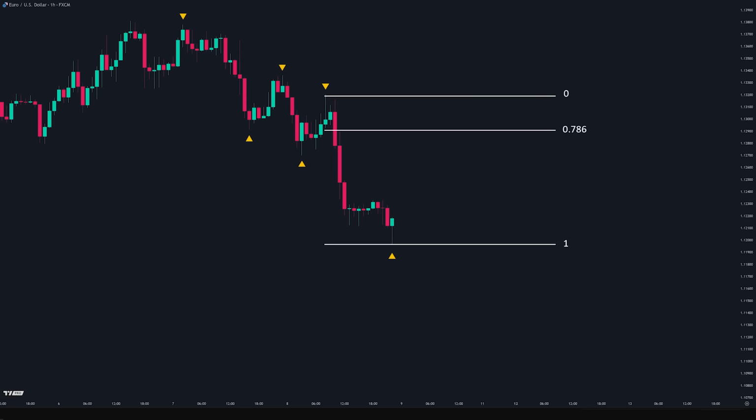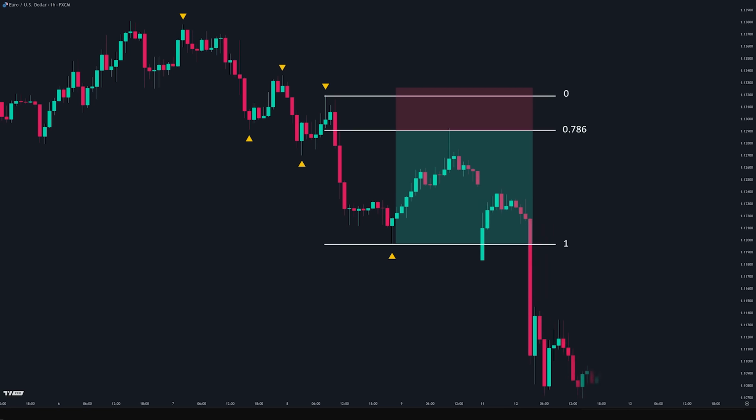Now let's execute the trade. Simply set a sell limit order exactly at the 786 retracement level. If the market pulls back deeply enough to engage enough liquidity, we'll have a high probability entry. A winning trade with 1:3 risk to reward can cover the loss from 3 losing trades.